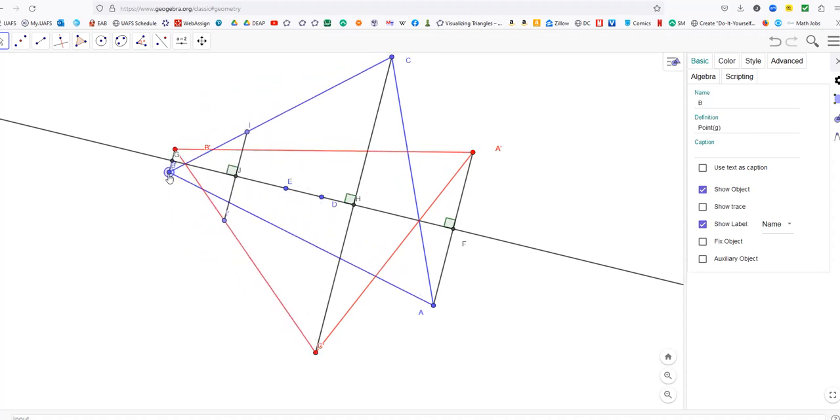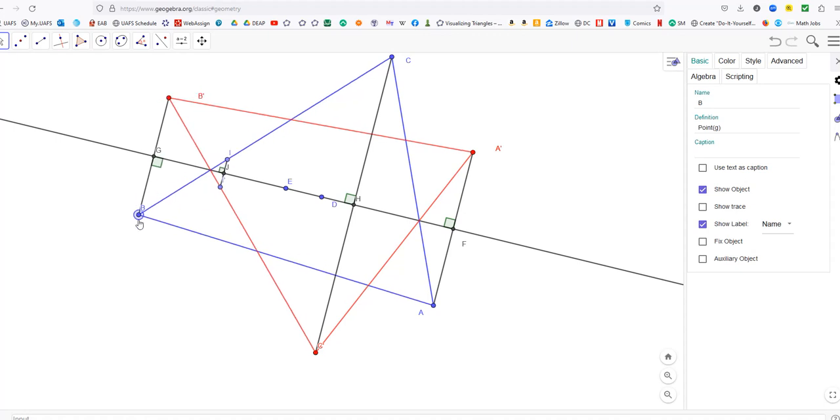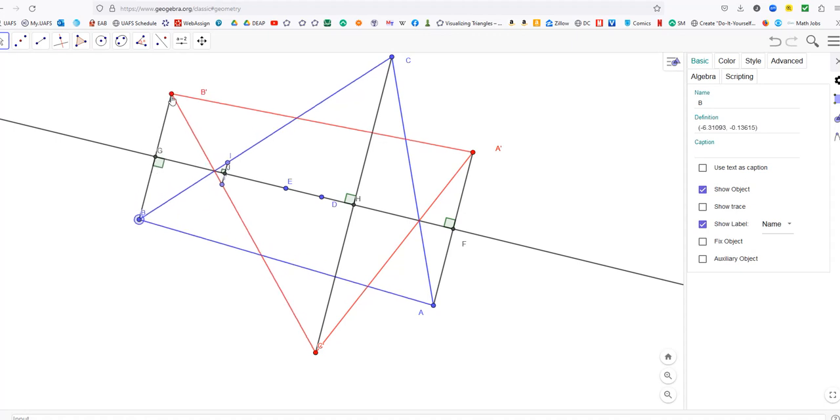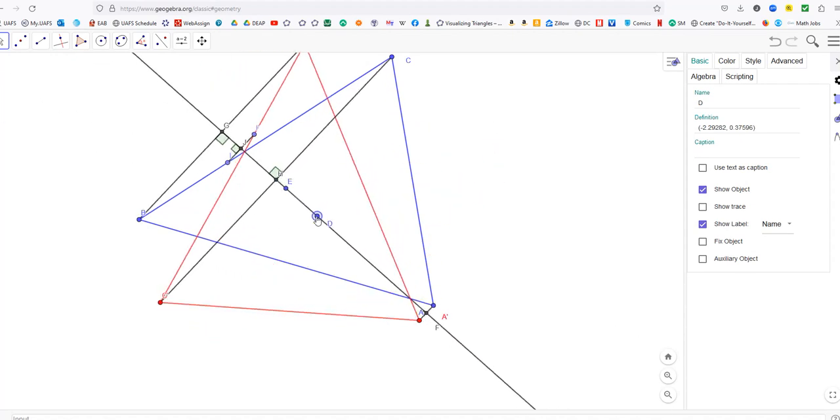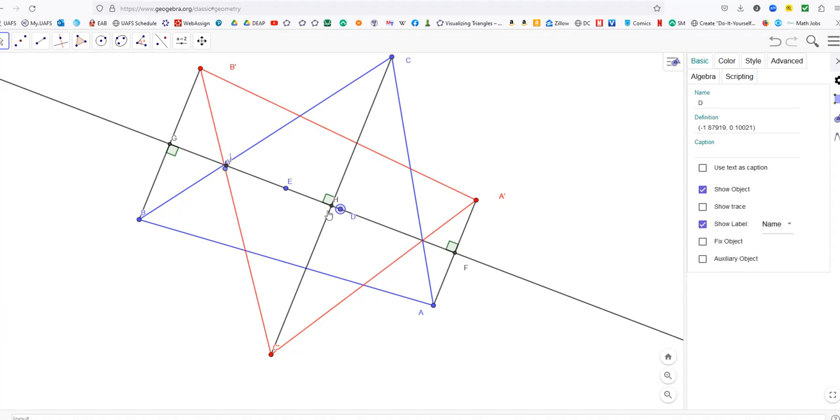So that works. If the point's on this side of the line, the pre-image point, the image will be on the other side. If the point's on this side of the line, the pre-image is going to be on that side. If the point's on the line, it will be fixed. It will be the same pre-image and image point, a fixed point. Okay, so that is the idea of a reflection in GeoGebra.